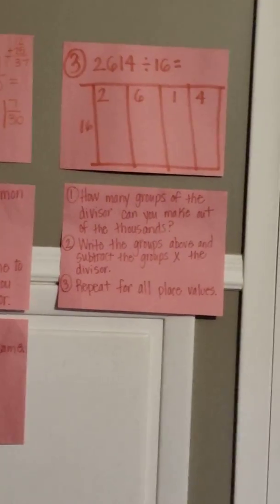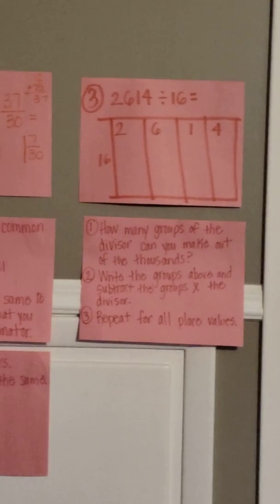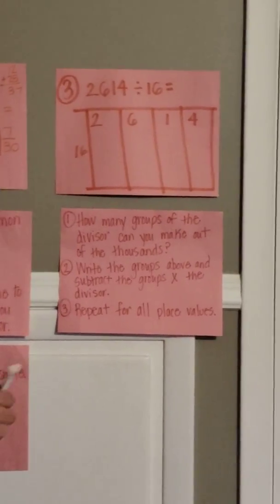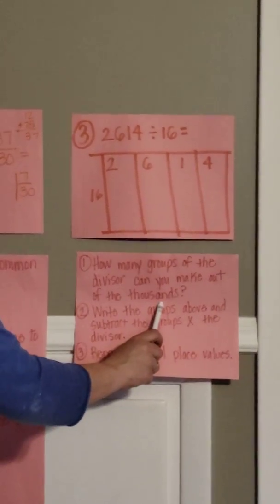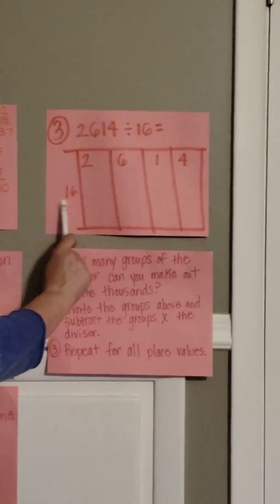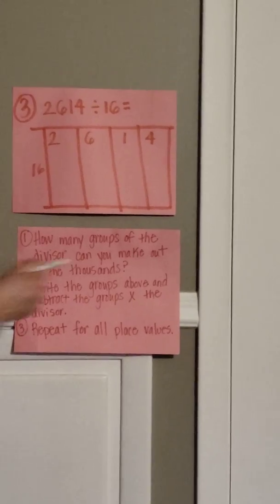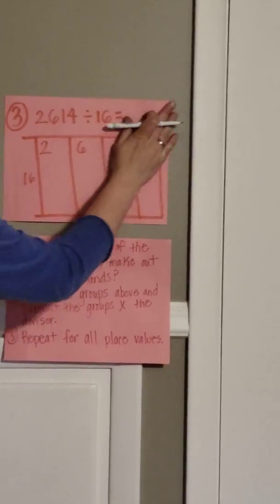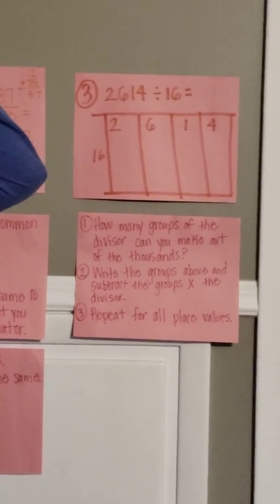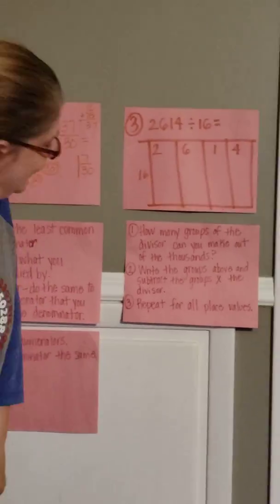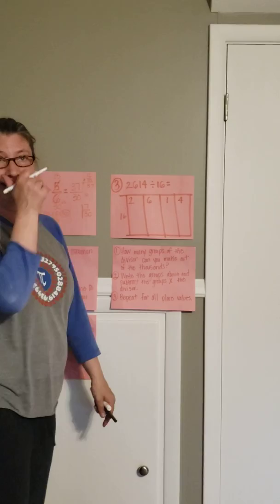All right. Now the hard one. Number 3. 2,614 divided by 16. How many groups of the divisor can you make out of the thousands? I can't get any 16s out of 2, so I'm putting a 0. That's not right. That's not true. It's 2,000. How many 16s can I get out of 2,000?